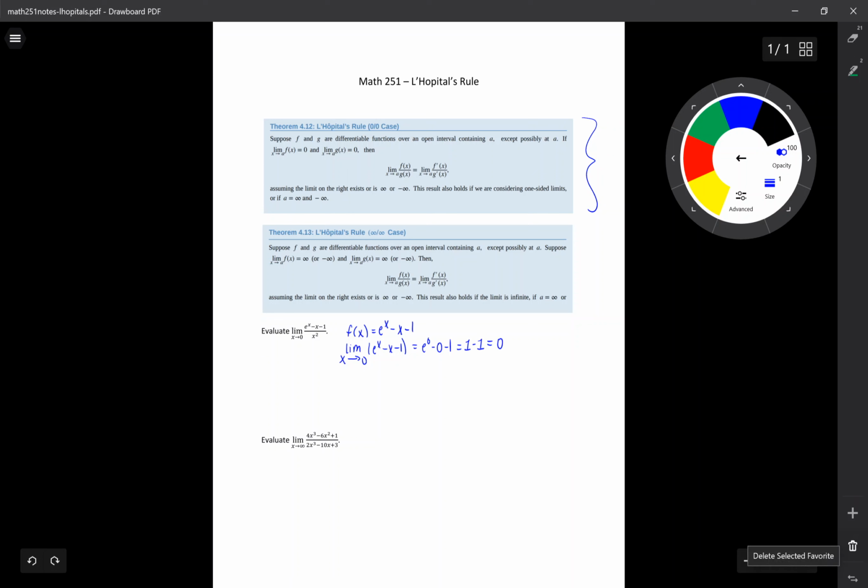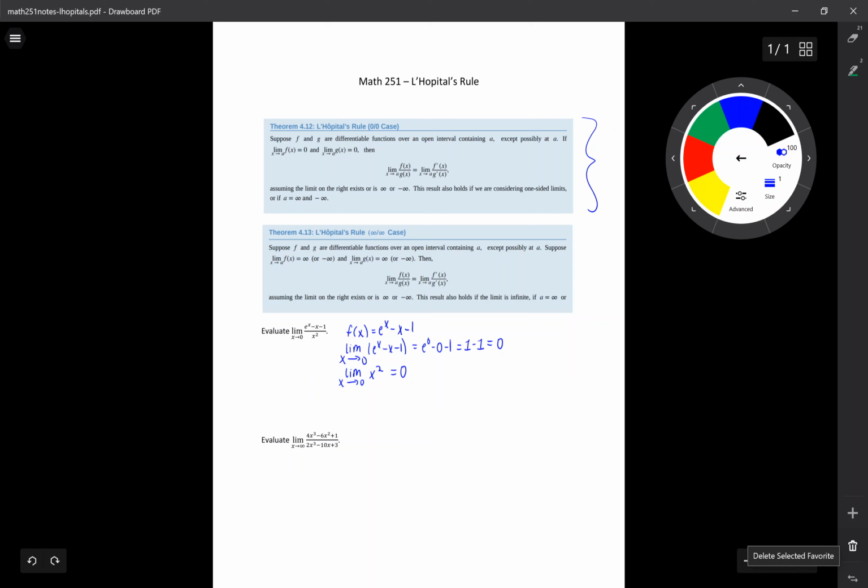So the limit as x goes to 0 of the top function is 0. If I look at the bottom function, the limit as x goes to 0 of x squared, of course, this is also 0. So this falls under the first category. As I take the limit as x goes to 0, the top and the bottom are both equal to 0. So what L'Hopital's rule means is that I can take the derivative of the top and take the derivative of the bottom.